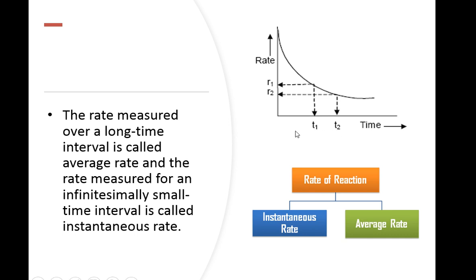These are called instantaneous rates, whereas average rate is the rate which is measured over a long time interval. Suppose from t1 to t2, the entire rate is termed an average rate. I hope the rate of reaction concept is clear to everyone.